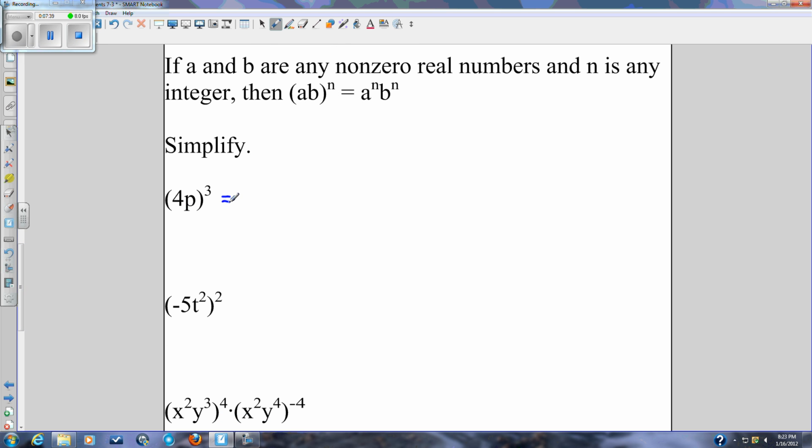So for example, if we have 4p in parentheses raised to the 3rd power, that means you're going to say 4 to the 3rd power times p to the 3rd power. And you can simplify that a little more. 4 to the 3rd power is 64. So we have 64p to the 3rd.